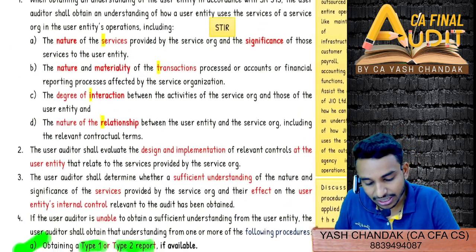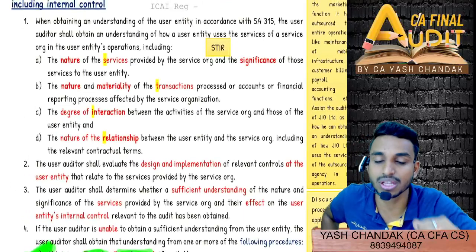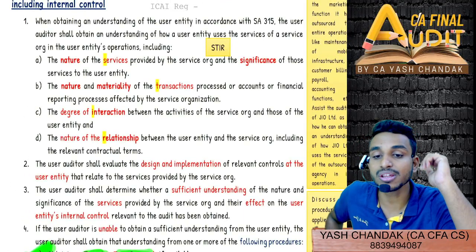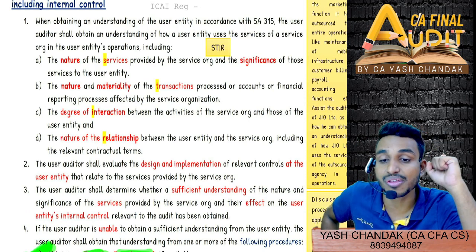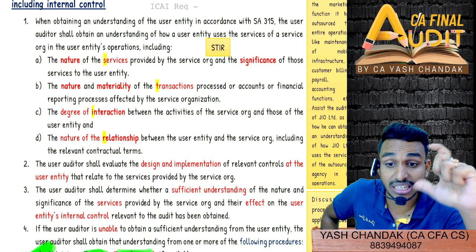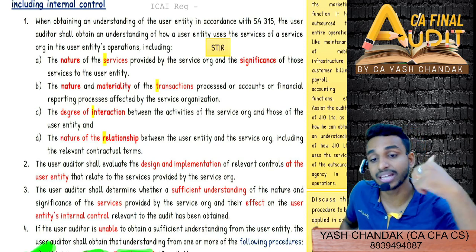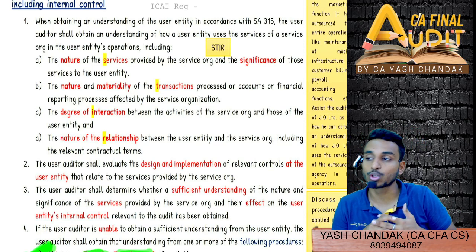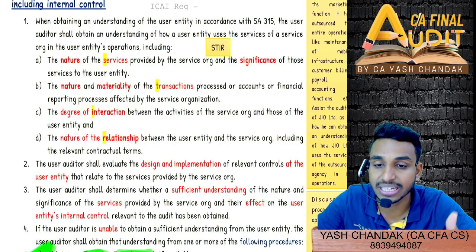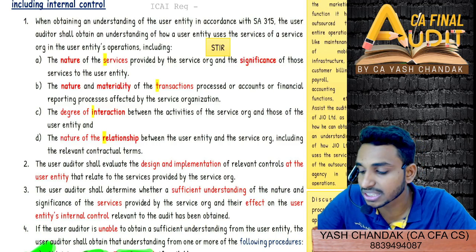So here you will understand the exact nature of service which is being outsourced to the service organization, or which is being provided by the service organization as a service rendered to us. What is the nature of the service being rendered by the SO to us? Similarly, nature and materiality of the transaction. I told you employee benefit expense is very important, materiality wise as well, amount wise as well as nature wise.